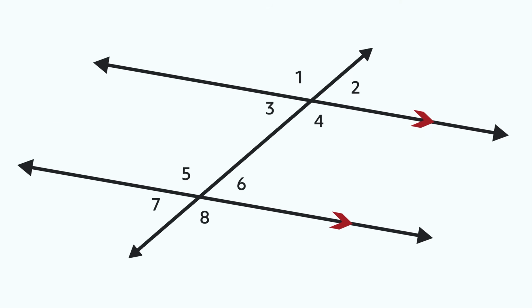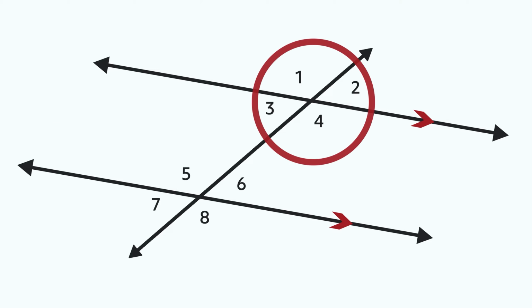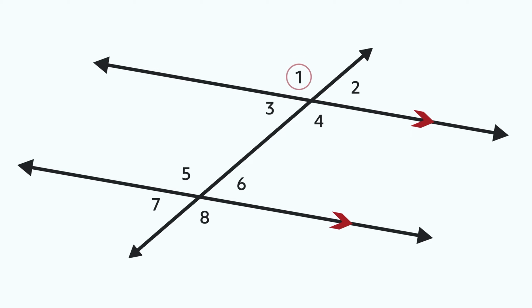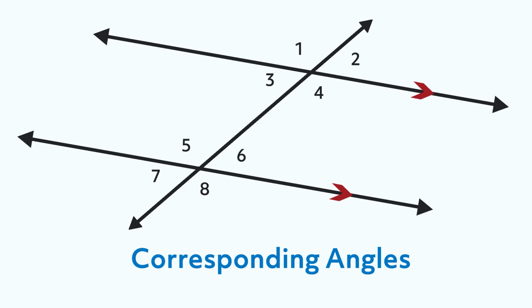We can see they are in two groups of 4, angles 1 through 4 and angles 5 through 8. Angle 1 is in the top left position in the top group of angles. If we look at the same spot in the bottom group of angles, we see that angle 5 is in the top left spot for that group. That means that angles 1 and 5 are corresponding angles. So angles 2 and 6 are also corresponding angles because they're in the top right spot for their respective groups. Angles 3 and 7 are also corresponding, as are angles 4 and 8.